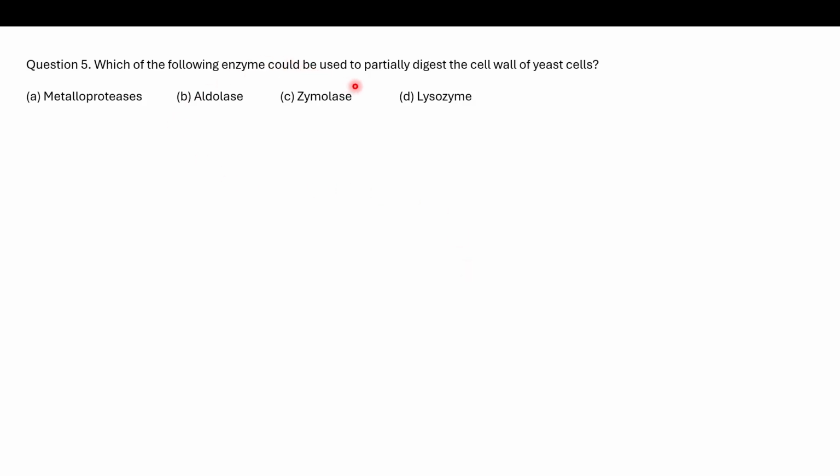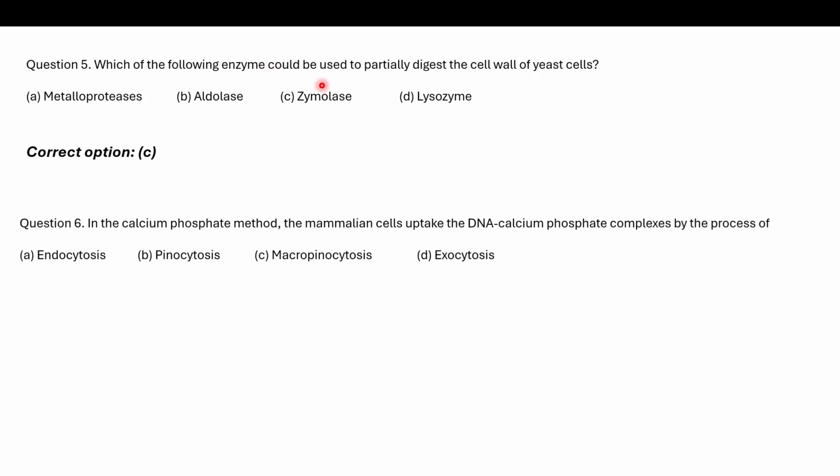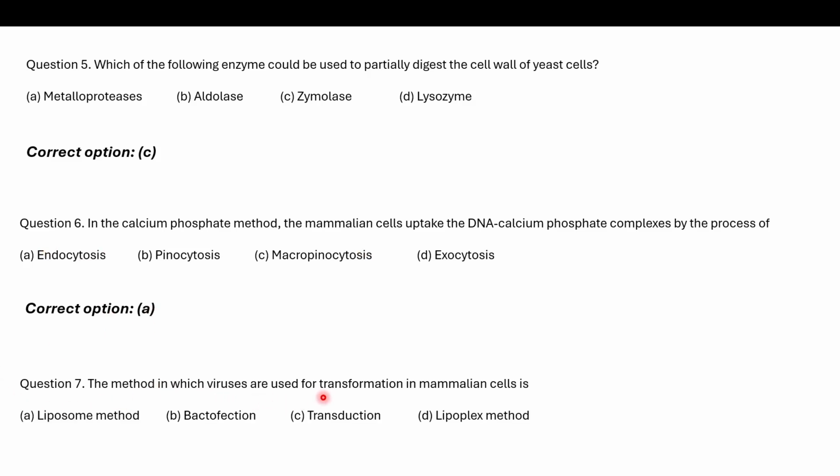Which of the following enzymes could be used to partially digest the cell wall of yeast cells? Answer is option C, zymolase. In the calcium phosphate method, where we talked about the DNA and the chemical agent forming a complex, the mammalian cells uptake the DNA calcium phosphate complexes by the process of endocytosis. Option A. We looked at it in the chemical transfection method. The method in which viruses are used for transformation in mammalian cells is option C, transduction.